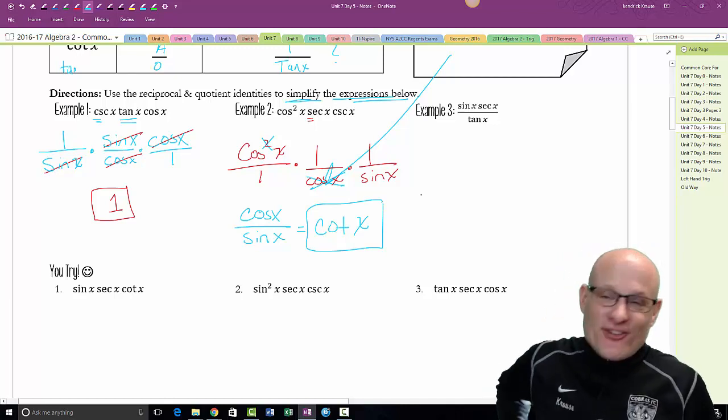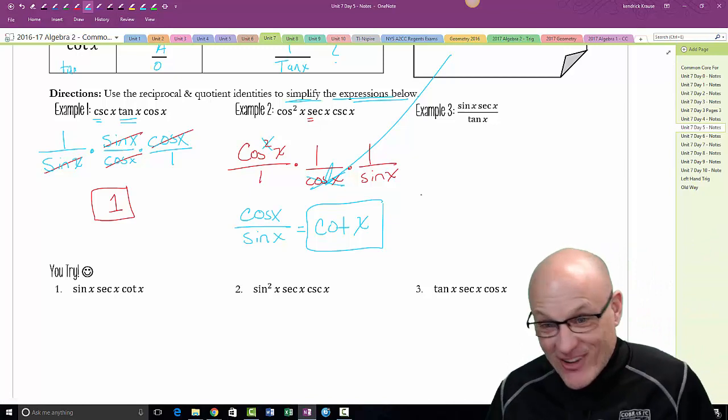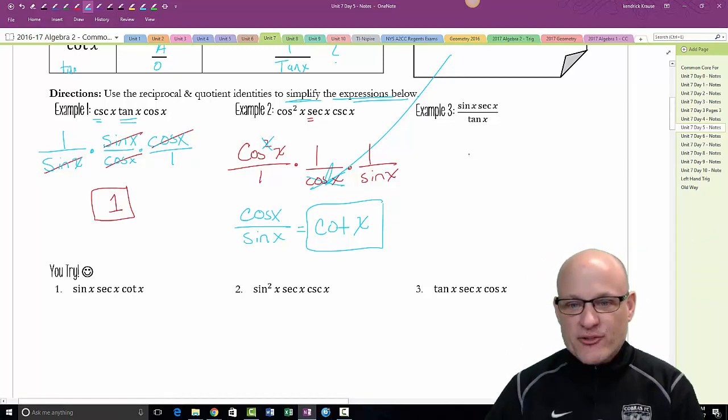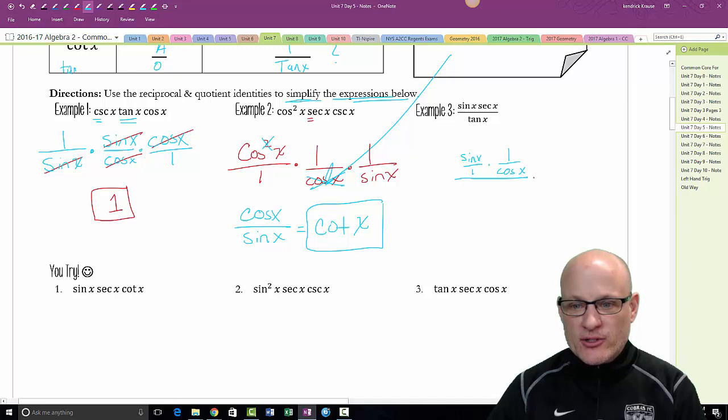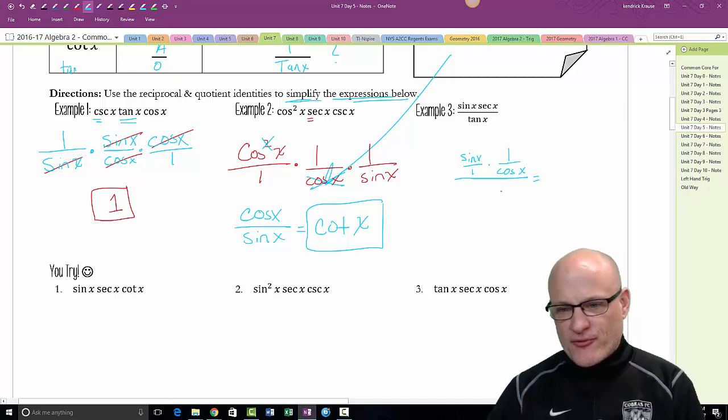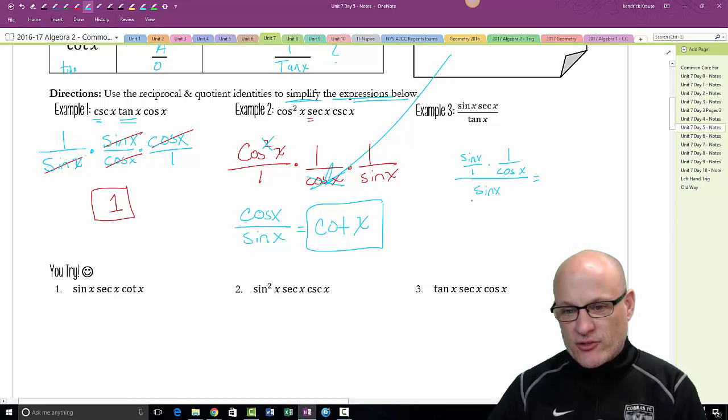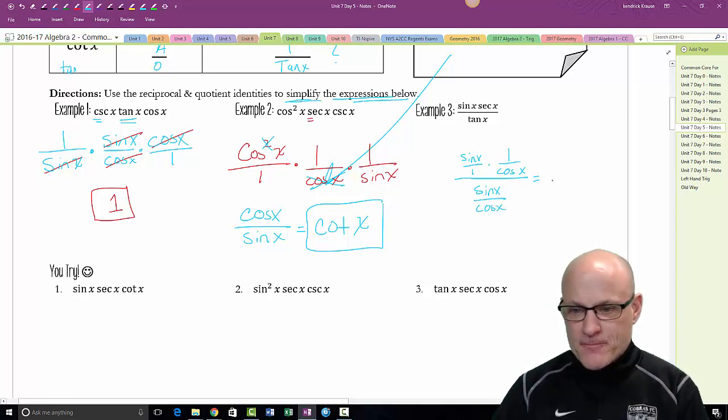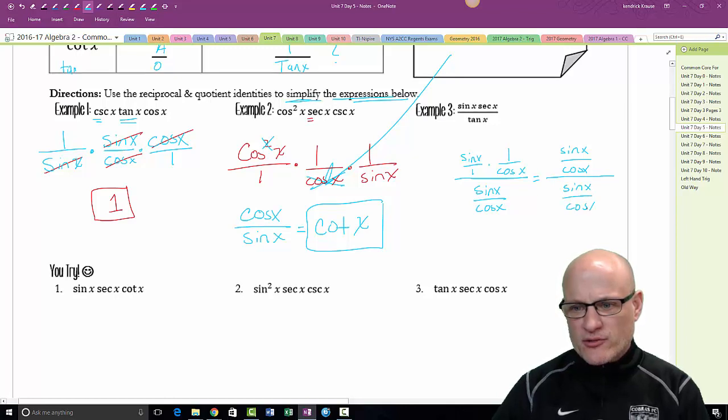Oh my God! Fractions and fractions and fractions and more fractions. I love it. All right, let's do this. So the numerator is sine x over 1 times 1 over cosine x. Now, normally I would transform this denominator into sine x over cosine x. I can do that. Why not? Change them all to sine and cosine. Well, the numerator is sine x over cosine x. And the denominator is sine x over cosine x. So this whole thing just simplifies to 1.